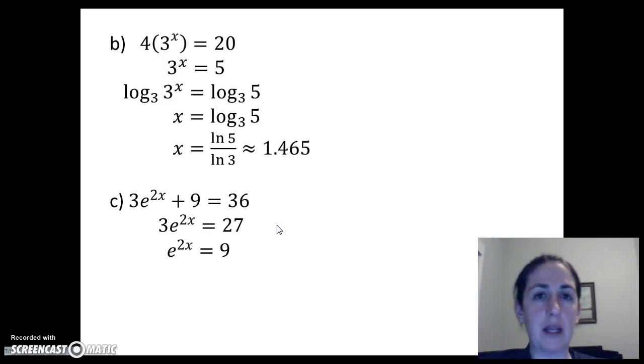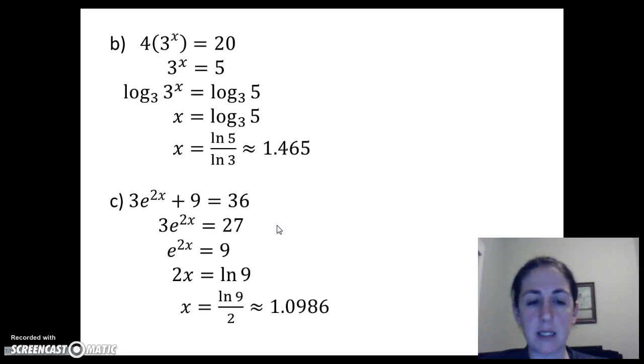To get rid of an e, we'll take a log base e, which is natural log. So we'll take the natural log of both sides. Then we're left with 2x equals the natural log of 9. So x equals the natural log of 9 divided by 2, which you can put into your calculator to get a decimal approximation.